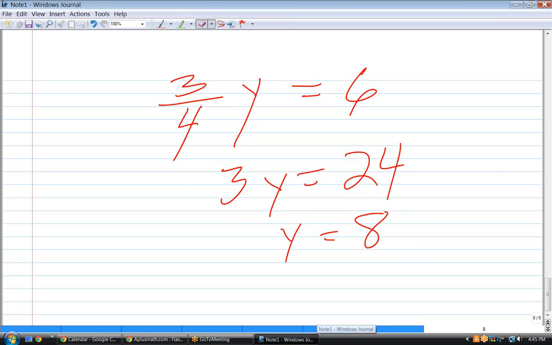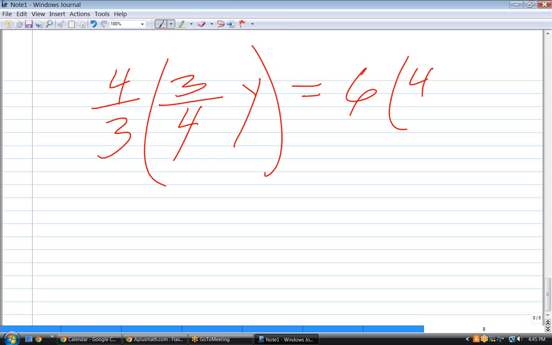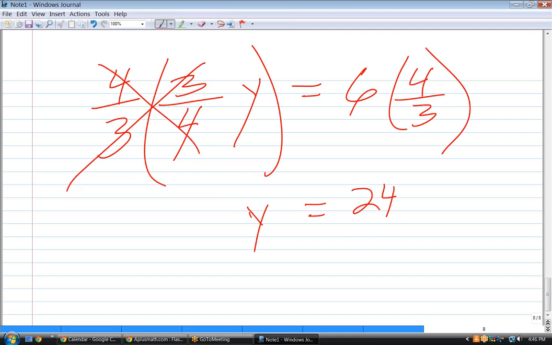Now, you did this in 2 steps. Dividing by 4, multiplying by 3. If I want, I can multiply both sides by the reciprocal of that fraction. 1 step. Notice what happens when I do that. Those lose and those lose. I'm left with a y. y equals 24/3 equals 8. Slightly quicker. Instead of 2 steps, it's 1.